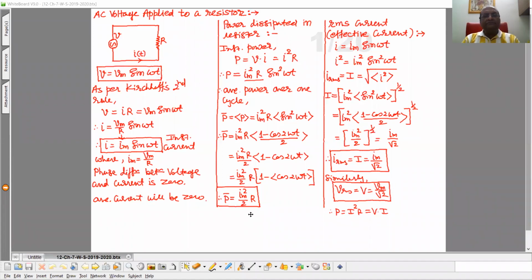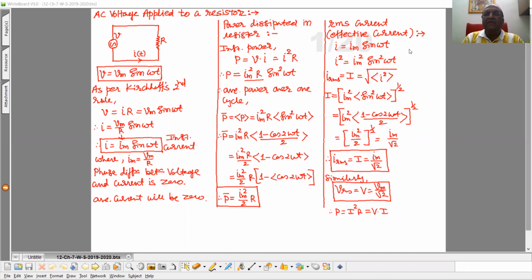Now here, to represent power in the form of the equation which we use for DC power, simply voltage into current, right? Here the effective current in the circuit is defined as RMS current. RMS current means root mean square current. Root mean square current means, first of all, we have to take the square of the current, then we have to take the mean of it, and after that we have to take the root of it.